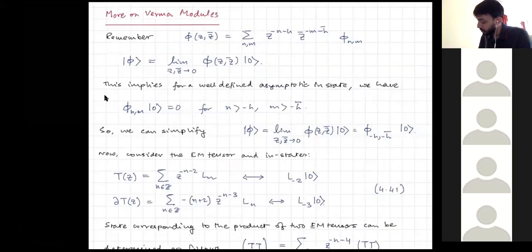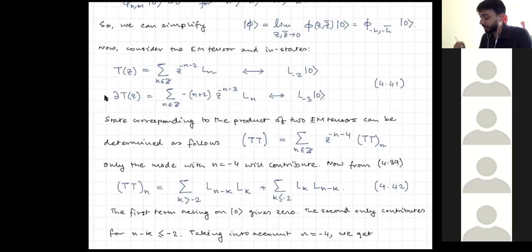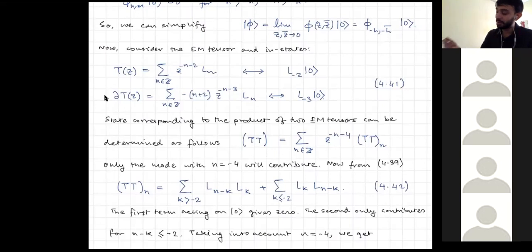Okay, so that would mean that when you are looking at the TT operator, this (TT)_n will be a sum over two of these objects. You can just sit down and actually do this. You have one term with L_{n-k} L_k, and there's another one where these are switched.